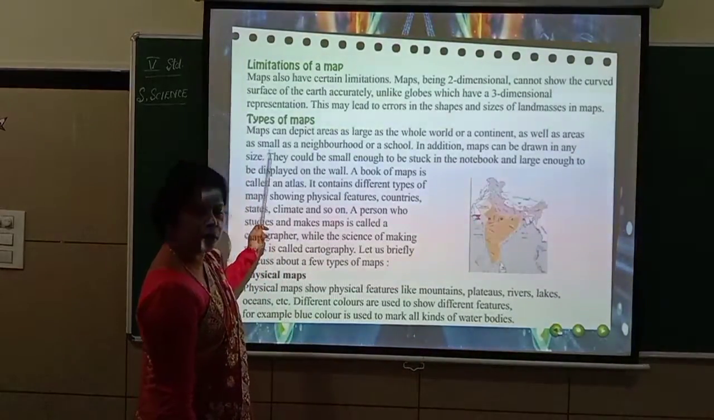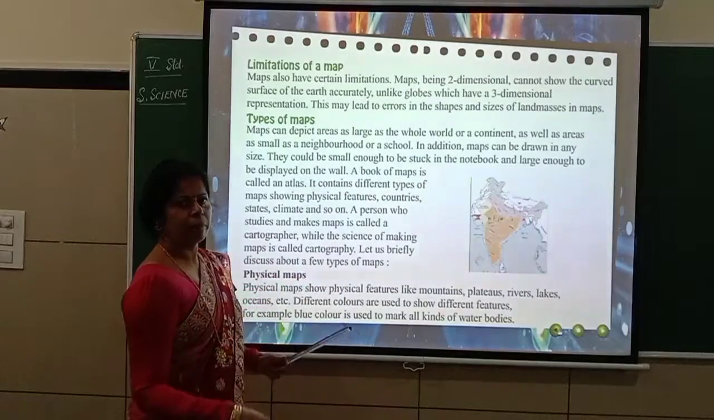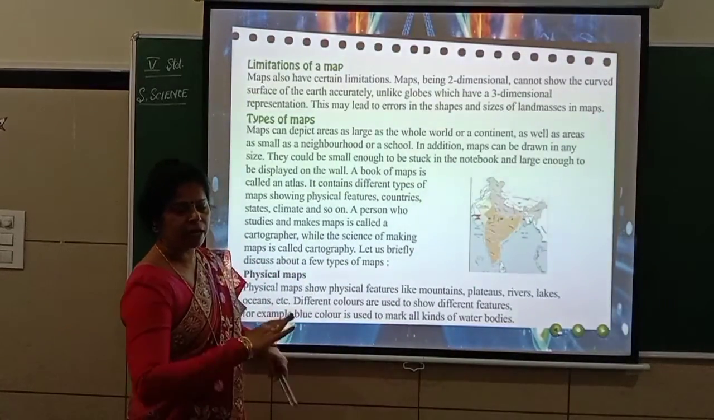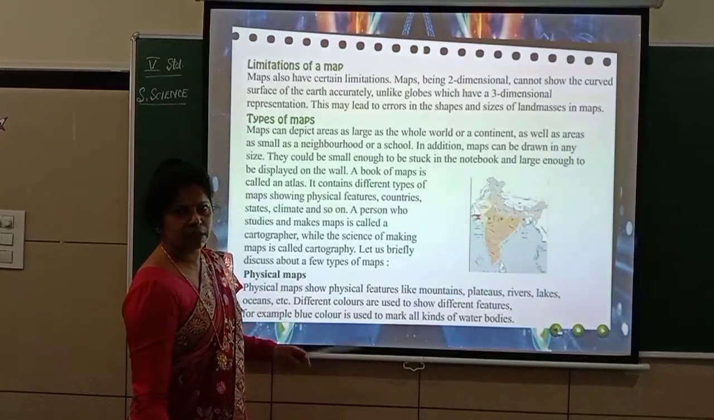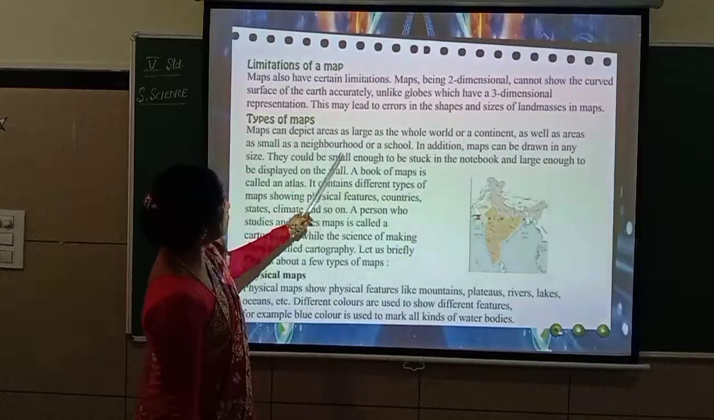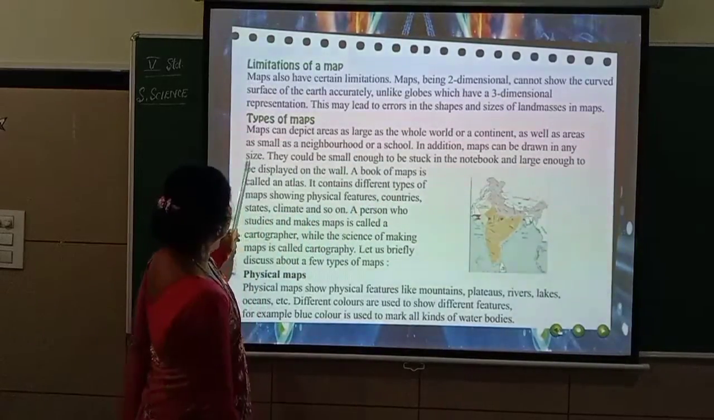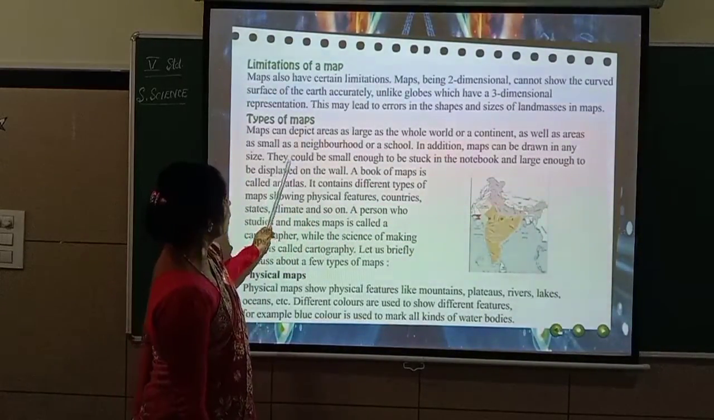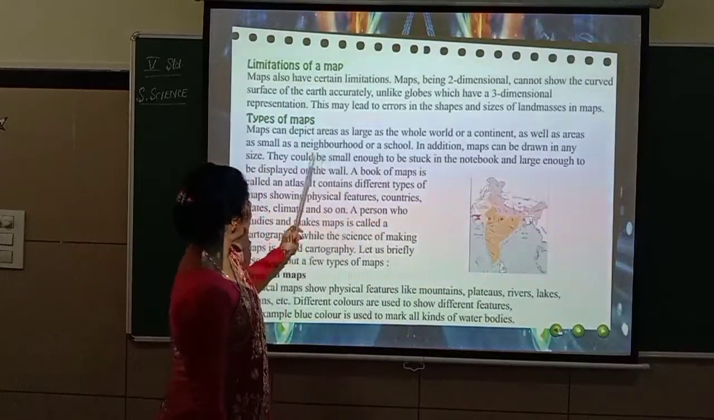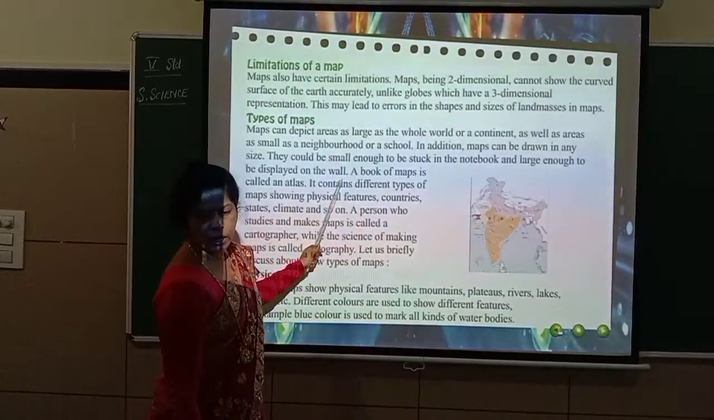Because I already told you, it is a structure which is written on paper, flat, kept on a flat surface. It's on the paper. In addition, maps can be drawn in any size. They could be small enough to be stuck in the notebook and large enough to be displayed on the wall.